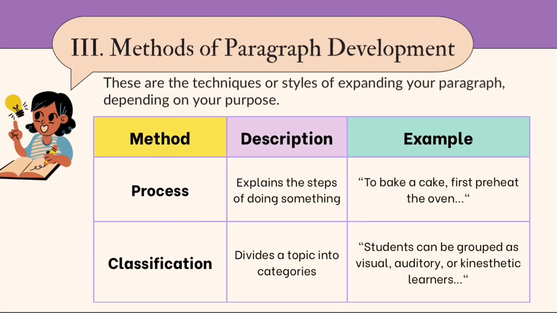Process shows steps like instructions or how-to guides. Example, to bake a cake, first preheat the oven. Super useful when you're teaching someone how to do something step by step. Classification is all about grouping. You divide a topic into categories to help organize ideas. Example, students can be grouped as visual, auditory, or kinesthetic learners. It's helpful for breaking down big topics into smaller, manageable parts.